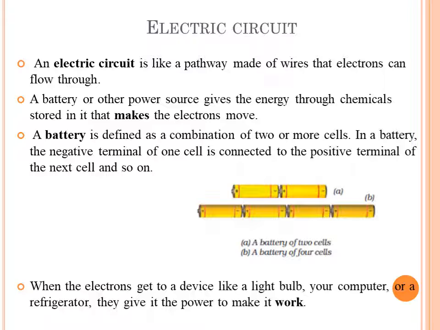can work. A battery or other power source gives the energy through chemicals stored in it that makes the electrons move from negative to positive terminal, and hence the electricity will move from positive to negative terminal. A battery is defined as a combination of two or more cells. In a battery, the negative terminal is connected to the positive terminal of the next cell. So this is the connection shown to you, positive to negative or negative to positive of the two cells or the four cells. So we can take any number of cells also.